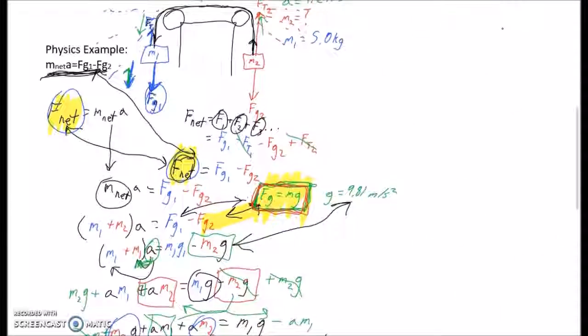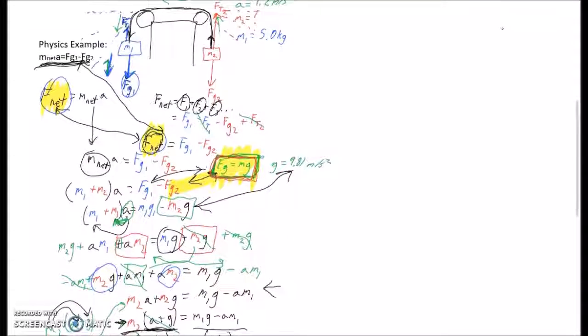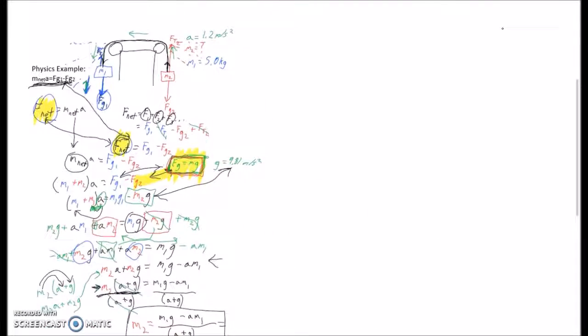So that's our physics example. Hopefully it makes a little bit of sense to you guys.